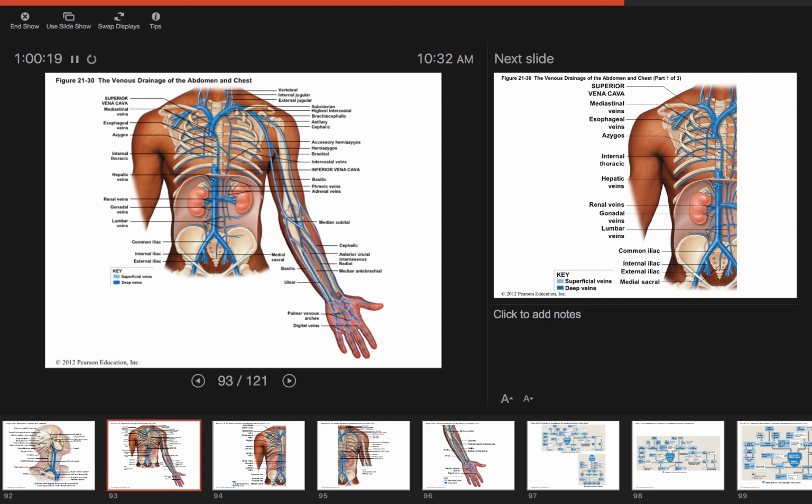Then the inferior vena cava comes down to the pelvic cavity and divides. It splits into the common iliac, so we have the right common iliac and the left common iliac. And then as the blood vessel goes through the inguinal canal or the inguinal ligament, it becomes the femoral. So now let's look at what happens to the femoral vein in the leg.